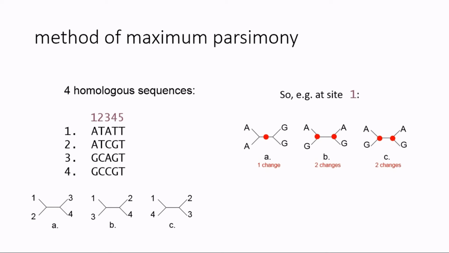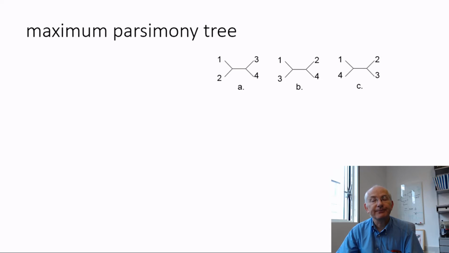However, if tree A is true, you only need 1 change from the ancestral sequence to give you the arrangement of that topology tree A for position number 1. With either topology tree B or C, you would need 2 changes in nucleotide sequence. Whether the ancestral nucleotide was an A or a G, you would need 2 changes to get you to the observed topology tree. So because of that, topology tree A is a better, simpler explanation of the data than either B or C, so it's preferred.